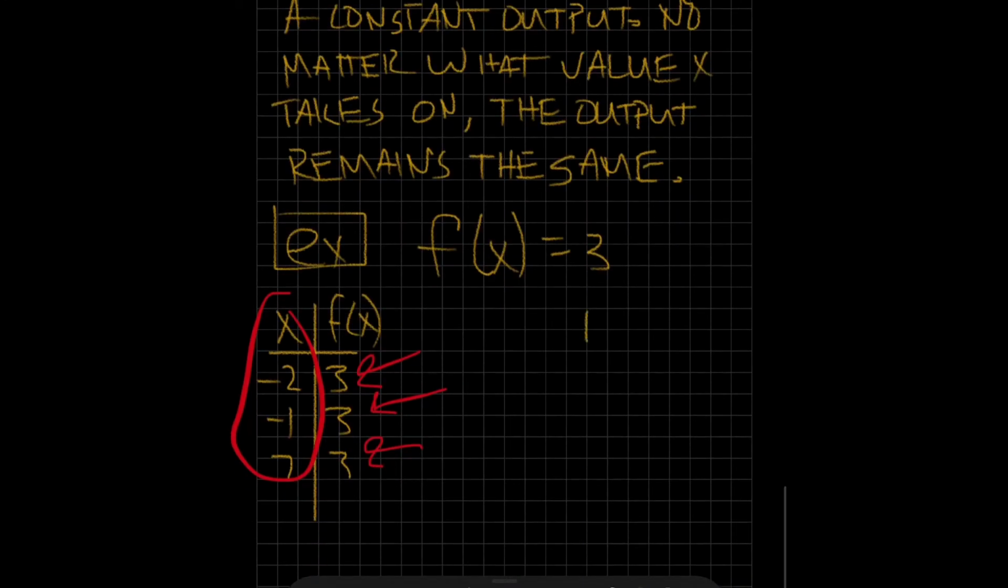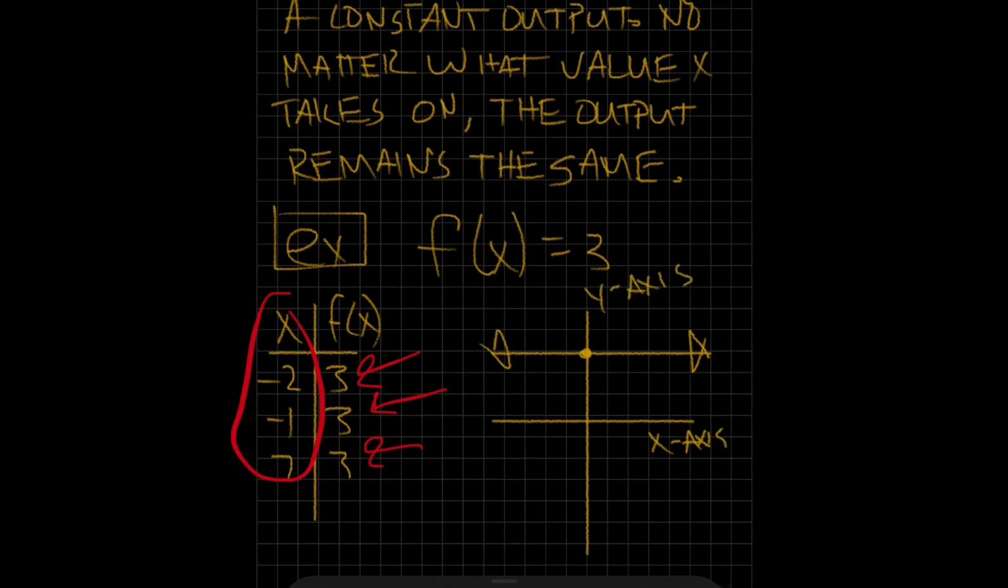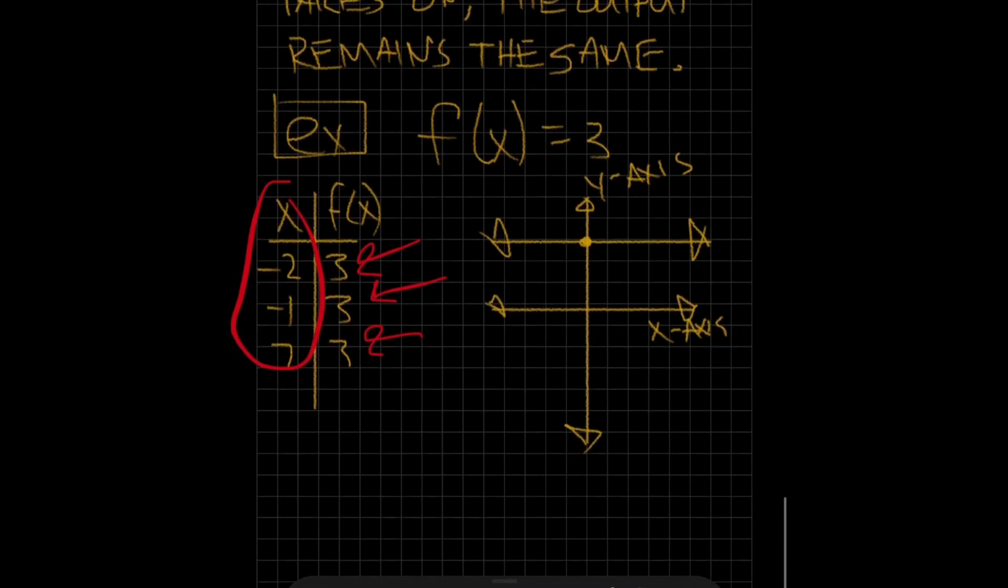And so then when I graph this function, I'm going to go to the output of 3, and it's just going to be a straight line all the way across. So here's my x-axis, and here's my y-axis. And this is our line, f of x is equal to 3, and that's a horizontal line. Notice here too, our x-axis is also a horizontal line.